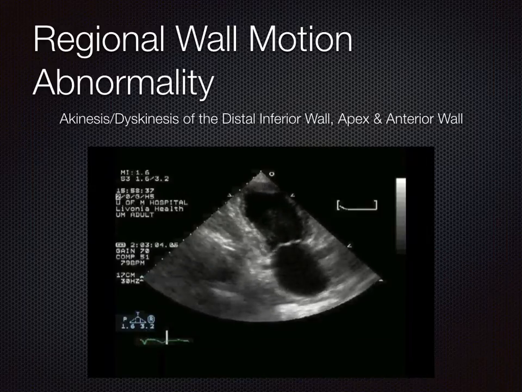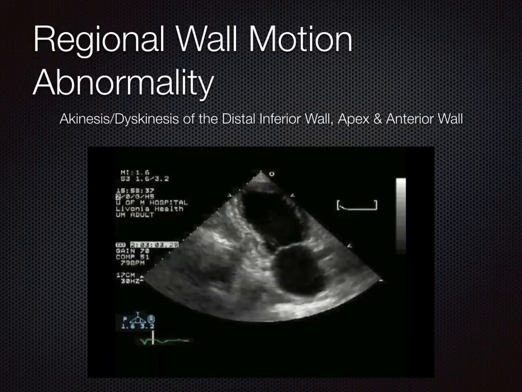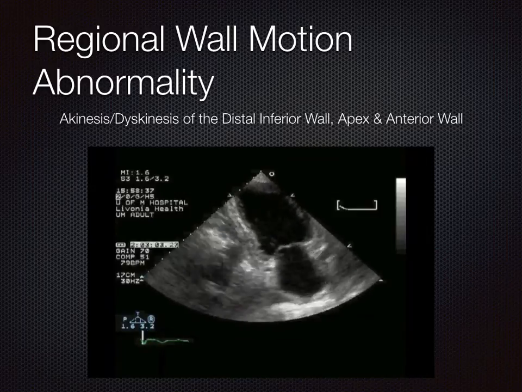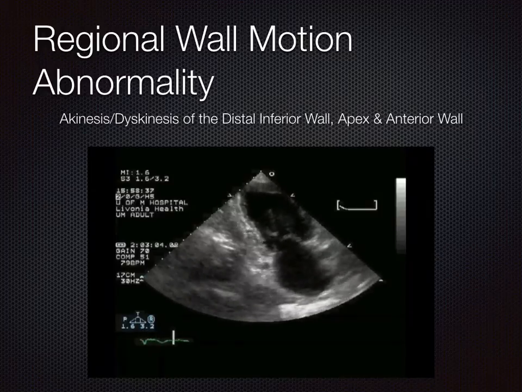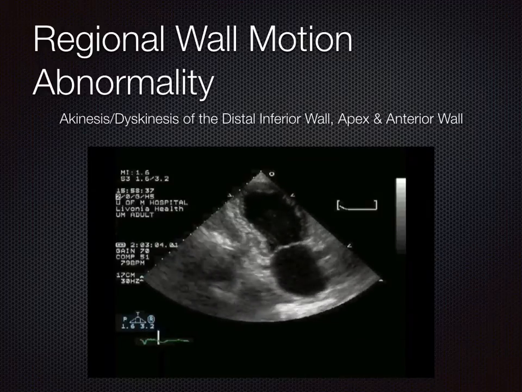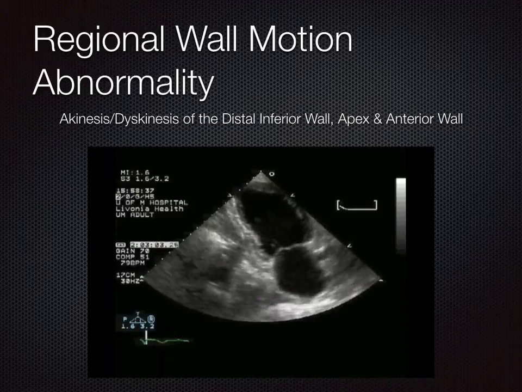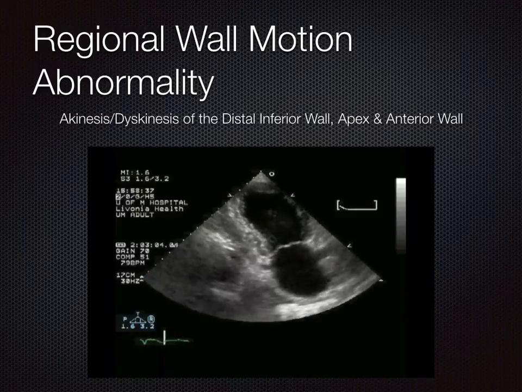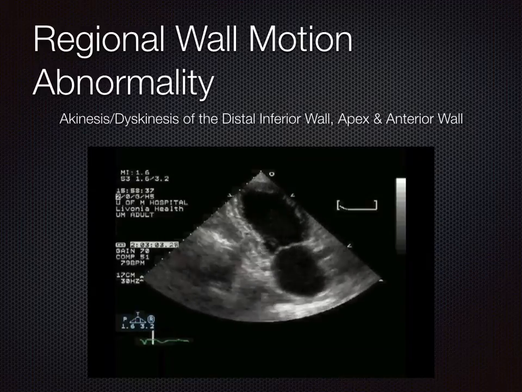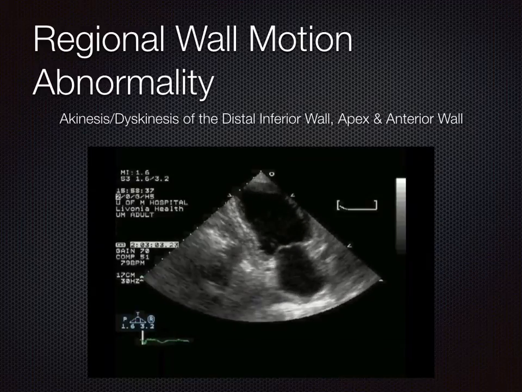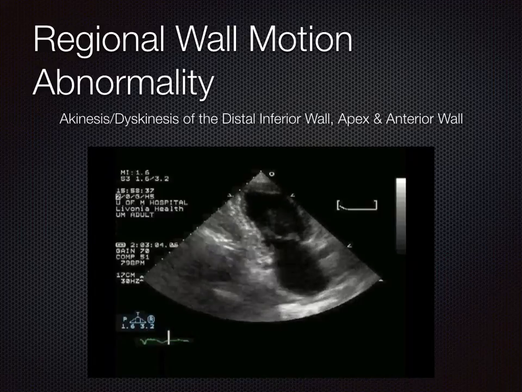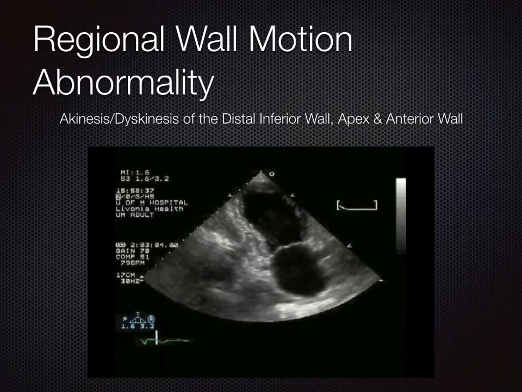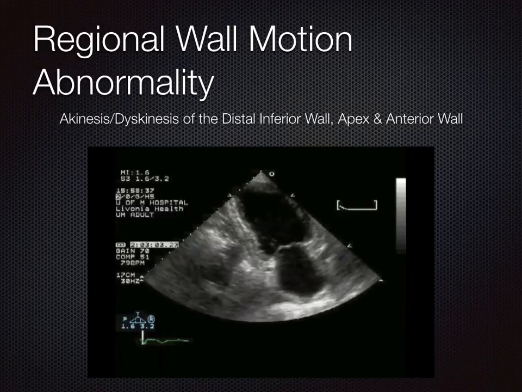So looking at this one, there is poor effort to part of the inferior wall in this apical 2 chamber view. So the proximal and distal parts, now the apex, are fine, but there's a middle section where there is poor thickening and movement of the inferior wall.